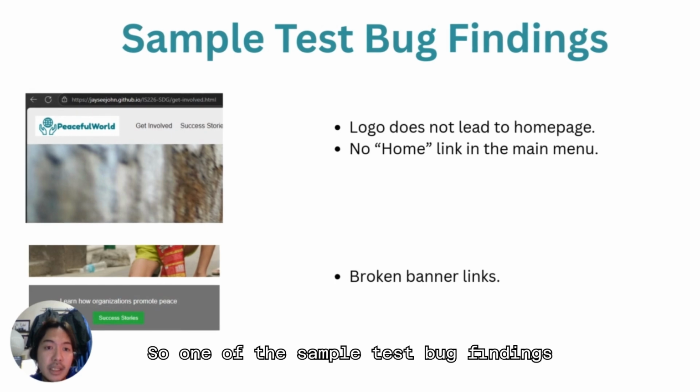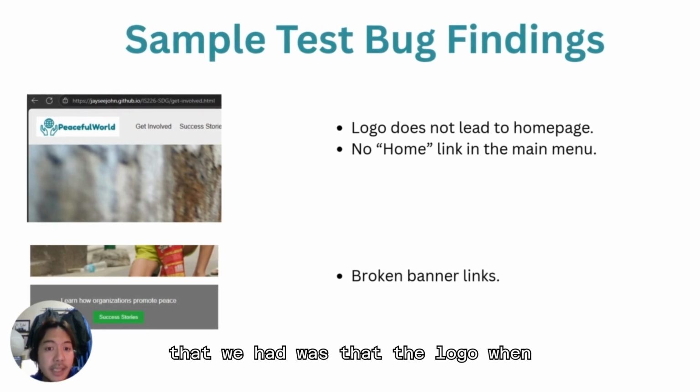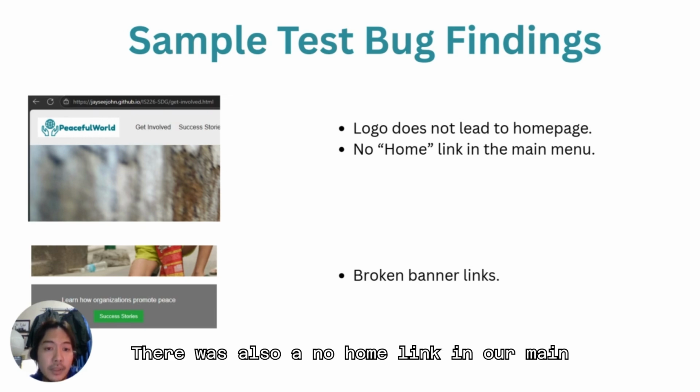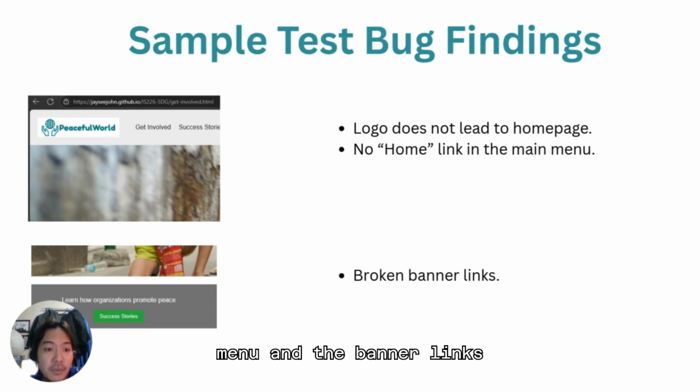One of the sample test bug findings that we had was that the logo, when clicked, did not lead to the home page. There was also no home link in our main menu, and the banner links did not work as intended.